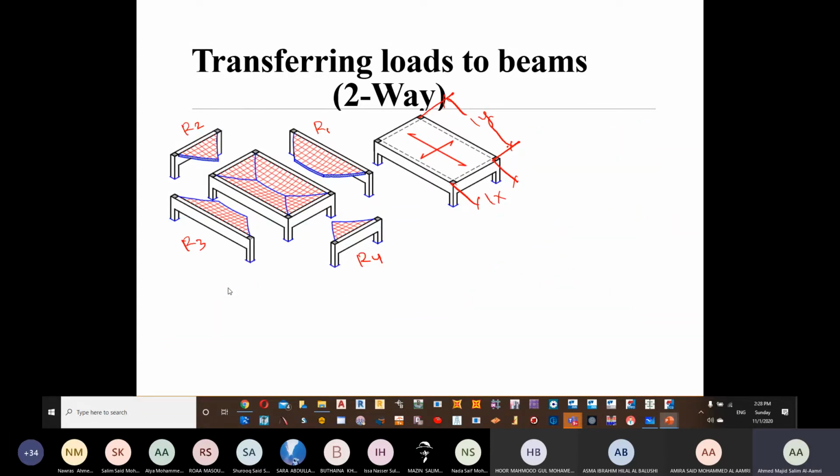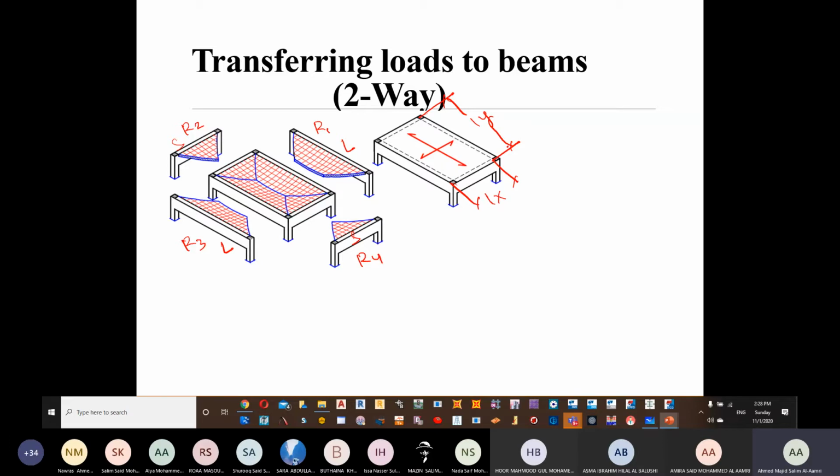Now, for us, we need to understand that there are 4 beams. This one is a short beam. This is another short beam. This is a long beam. This is a long beam. So we have 2 long and 2 short beams.